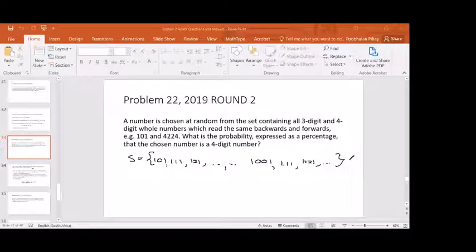Going all the way up to, by the way, the 3-digit numbers will finish at 999, right? And this will finish at 9999. See? So these middle ones will be the same, and the first and the last will be the same. Now, the question is, how many elements are there in the set?